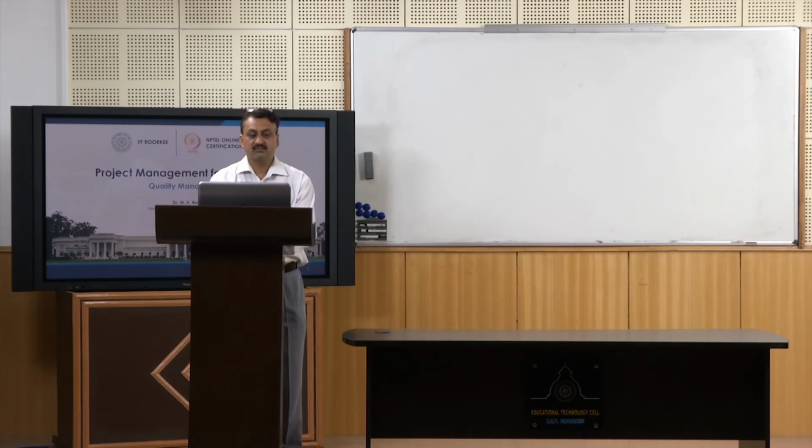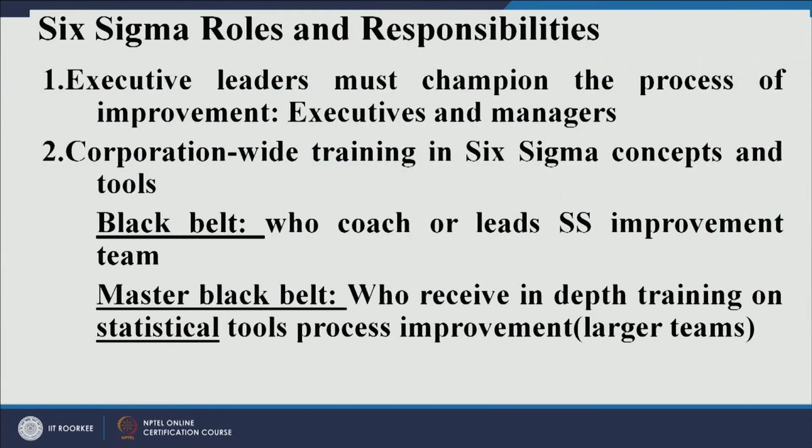Executive leaders must champion the process of improvement. First of all, the organization will have to decide whether they want to go for Six Sigma or not. At the end of the day, it is the top boss, right, the executives, and they will have to decide whether this process is to be adopted or not, right. So, the CEOs would be the champion of the process, right. Then you have got the black belt, right, a person who coaches or leads a Six Sigma improvement team would be a black belt.